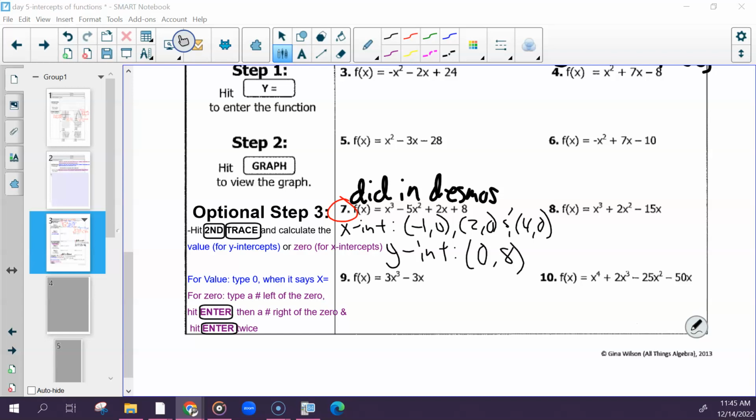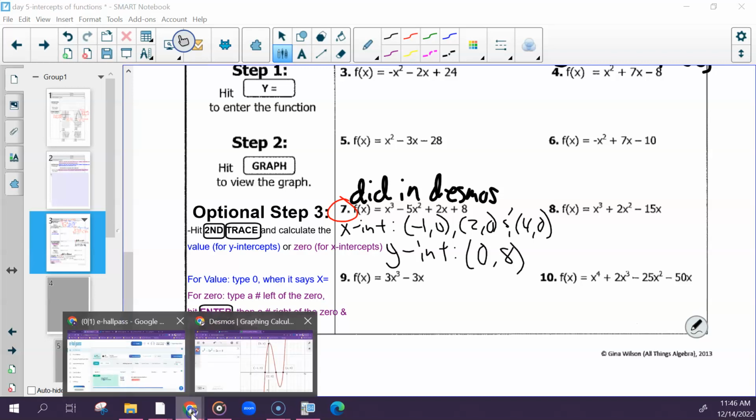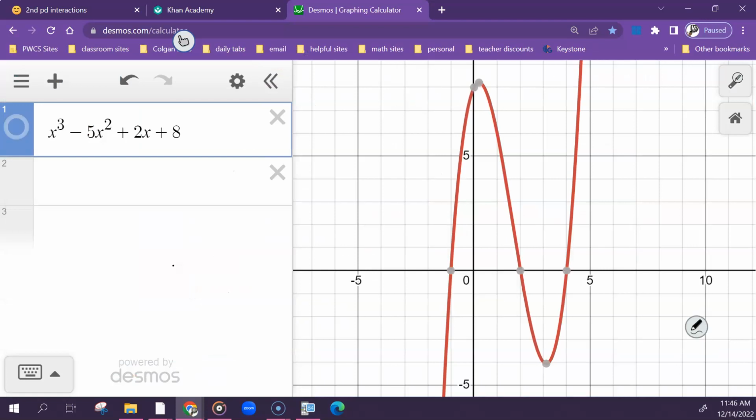Questions on how we do that in Desmos? So once you have your function in here, it graphs it for you automatically, and then you just find where it crosses the x and y axes to find the intercepts.